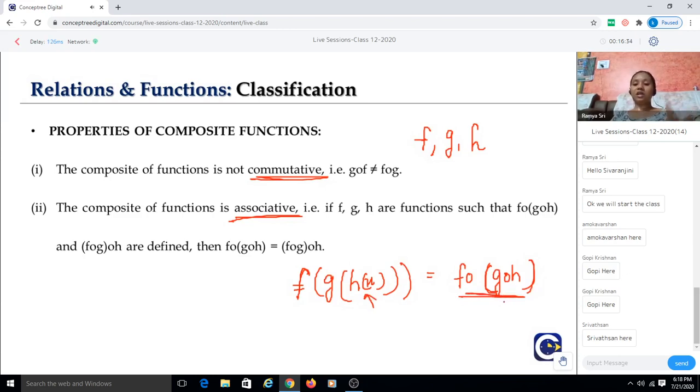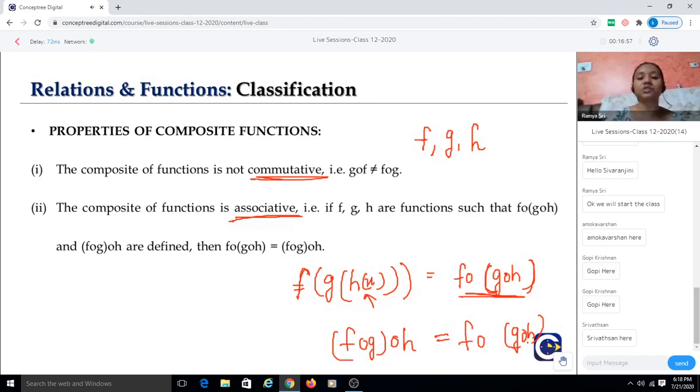So this will be equal to f of g of h. So f of g of h will be equal to f of g of h. Which means our composite of functions is not commutative, but it satisfies the associative law. So these two conditions we have to remember, because sometimes there might be a question related to this associative law or else our commutative law. If you remember, without solving, we can actually answer that, isn't it?